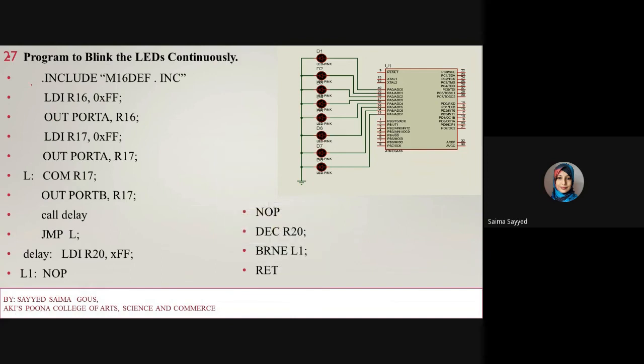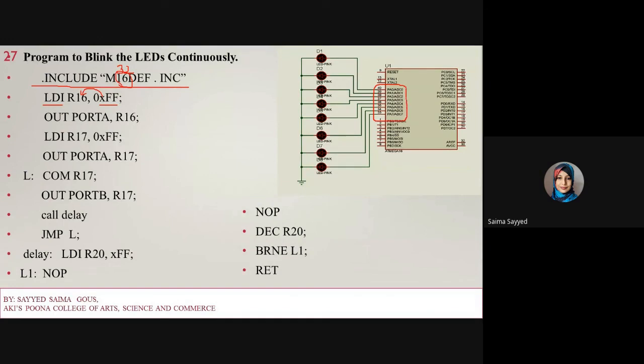First header file, or we can say directives, .include m16def.inc, as I'm using ATmega16, so I'm going to write m16. If you are using ATmega32, write m32 here. Then LDI R16, 0xFF, so load FF into R16 and pass this value to port A, because here port A acts as the output port.